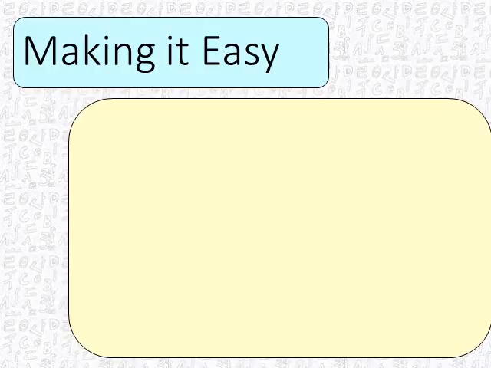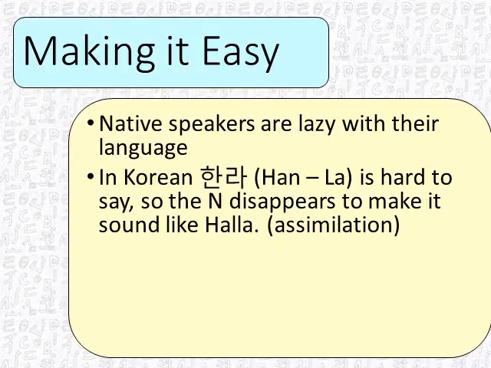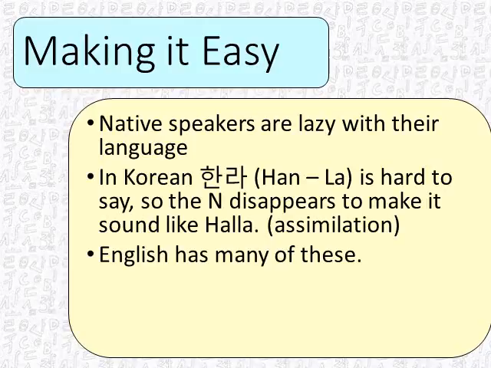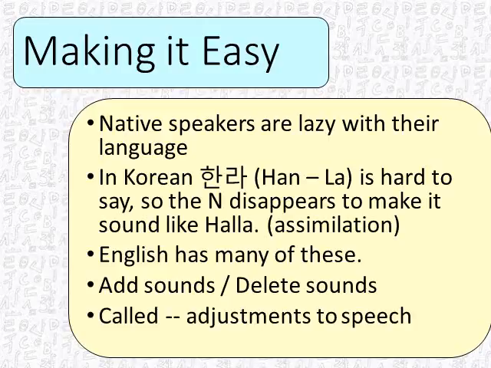Before we get started on that, I do want to go through some things that would make it easier to speak. Basically, native speakers are lazy with their language. In Korean, for instance, "han, la" is too hard to say, so the N disappears and it makes the sound like "hala," which is assimilation. English has many of these, and it adds sounds, or can delete sounds, or combine sounds, and this is called adjustment to speech, and it's to make it easier to say. You might not be understood if you don't use these adjustments to speech.